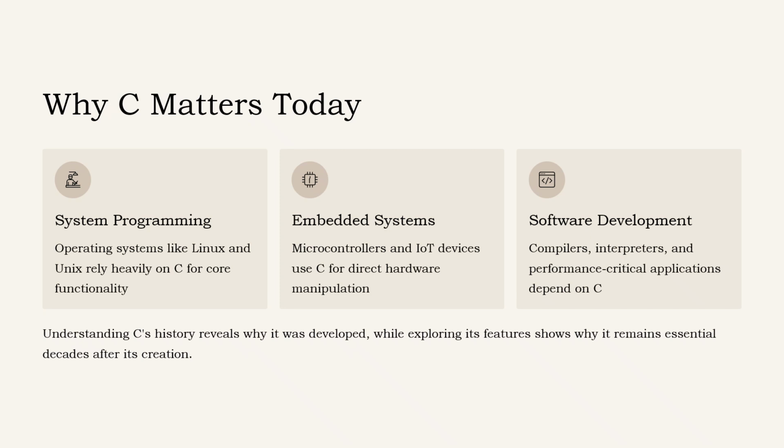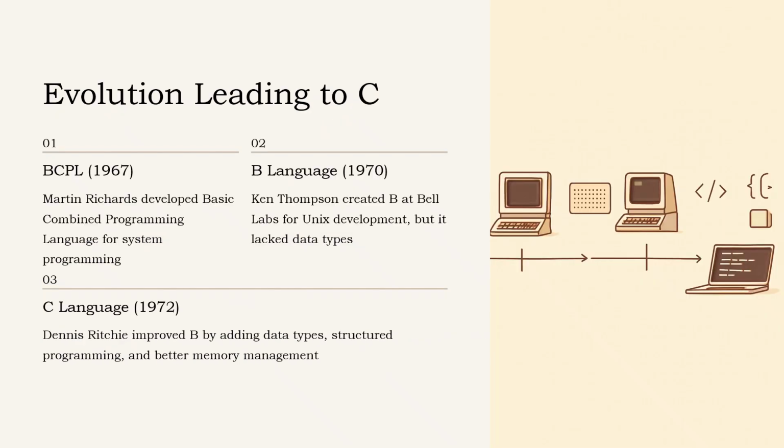Programming languages have evolved over time to make programming efficient and easier. Before C was developed, several earlier programming languages existed. The development of C is closely related to the development of the Unix operating system.